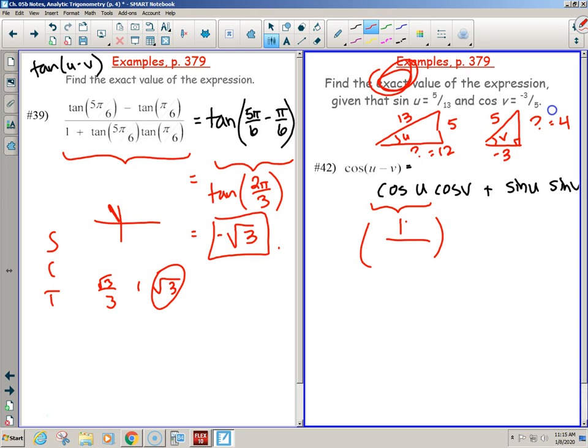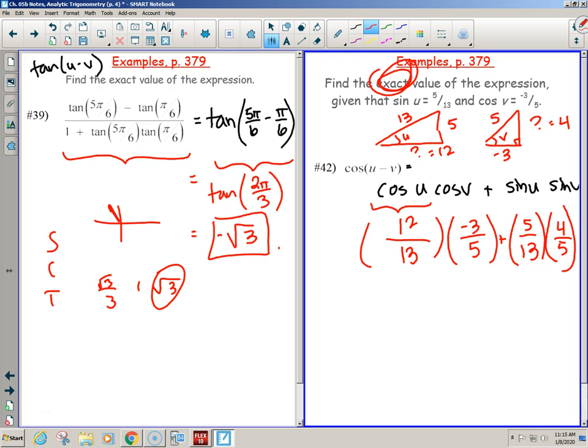If I end up with 12 over 13, what's the cosine of V? Negative 3 over 5. Oh, they already gave us that. Sweet. Plus? Sine U is 5 over 13. Bounce back and forth. Sine V. You see it? Yeah.